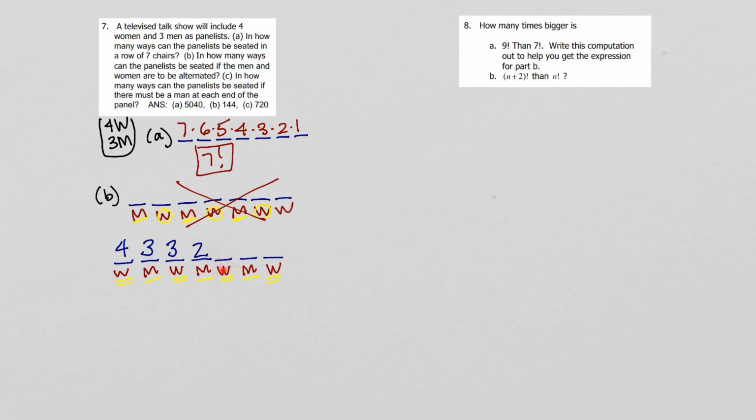Now, this position here, we're going to seat a woman, and we have 4 altogether. We've seated 1 here and 1 here. So out of the 4, we've seated 2, so there's 2 women left. And we can put any one of those 2 there.